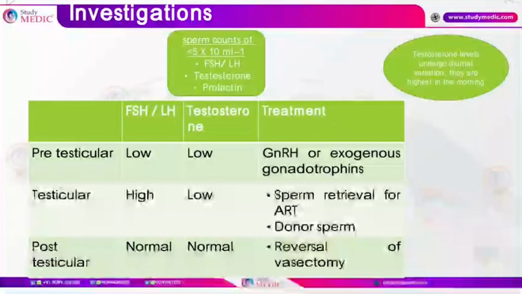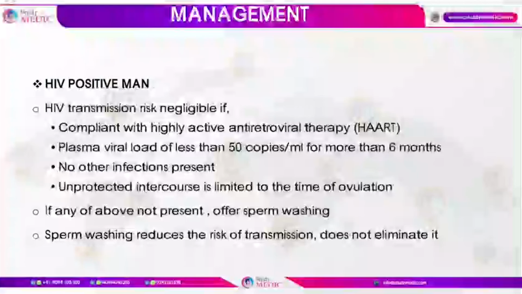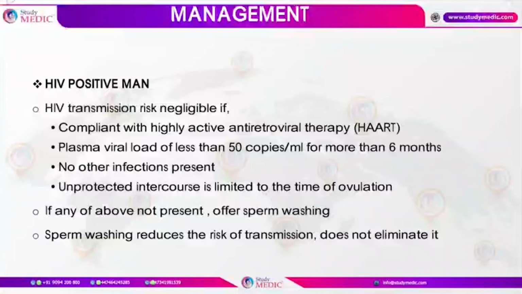In that context, you can consider sperm retrieval techniques like TESA, PESA, which will be helpful. Or if the testis is not functioning well and there is a lack of sperm, donor sperm will be required. And in post-testicular causes, where the obstruction could be a pathology, the testes are functioning well, so the hormonal profile will be normal here. In post-testicular causes where the obstruction is there, remove the obstruction, and most likely the obstruction comes with a procedure like a vasectomy, so reversal of vasectomy can be performed. Testosterone levels undergo diurnal variations, and they will always be higher when measured in the morning.